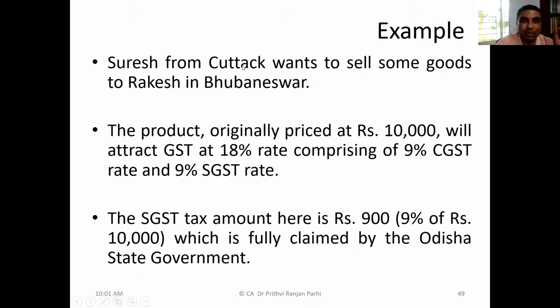For example, let us say Suresh from Cuttack sells some goods to Rakesh of Bhubaneswar. Which tax will be levied here? Sold from Cuttack to Bhubaneswar. CGST, SGST, IGST?